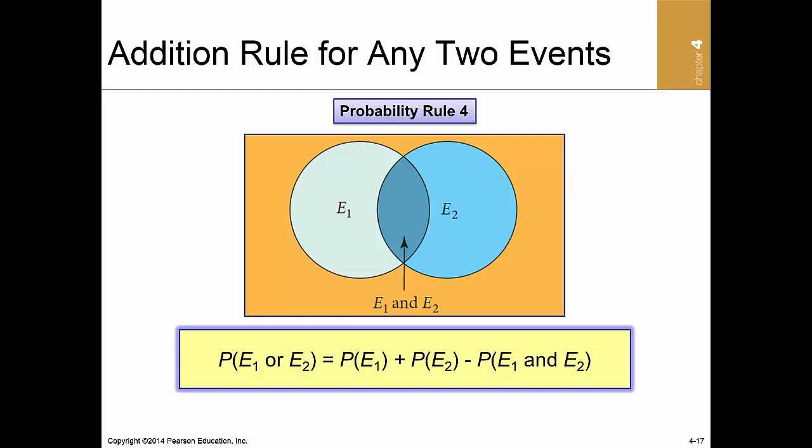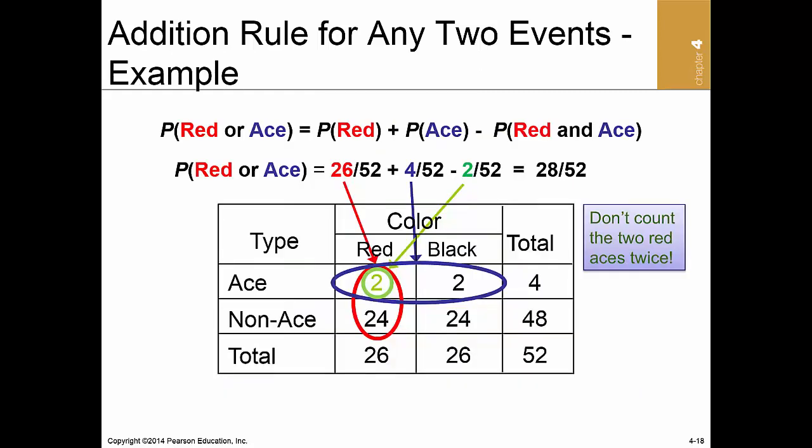This figure is a Venn diagram that illustrates the application of the addition rule for any two events. Notice that the probabilities of the outcomes in the overlap between the two events, E1 and E2, are double counted when the probabilities of the outcomes in E1 are added to those of E2. Thus, the probabilities of the outcomes in the overlap, which is E1 and E2, need to be subtracted to avoid the double counting. If we are interested in finding the probability of drawing a red card or an ace, we would add the probability of drawing a red card with the probability of drawing an ace, then subtract the probability of drawing a red card and an ace.